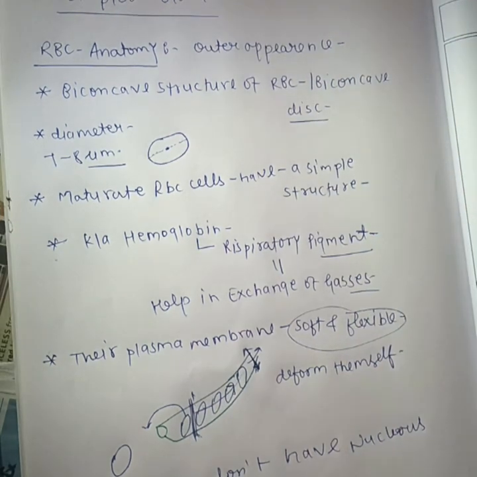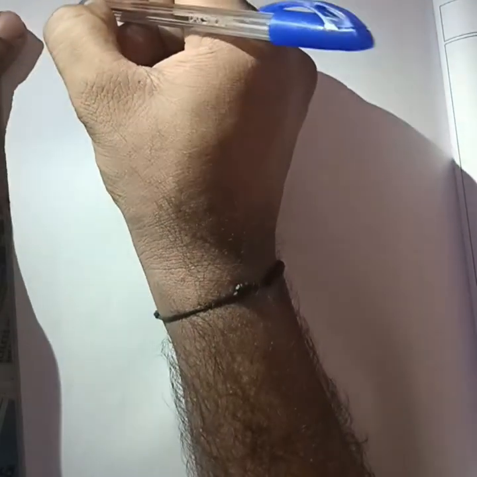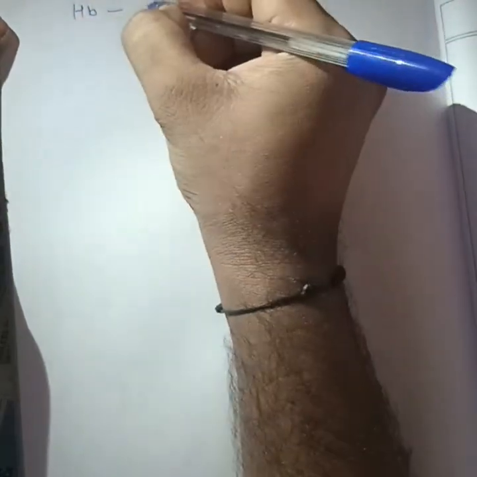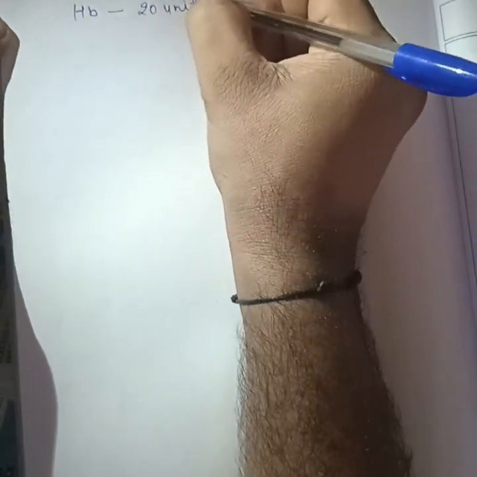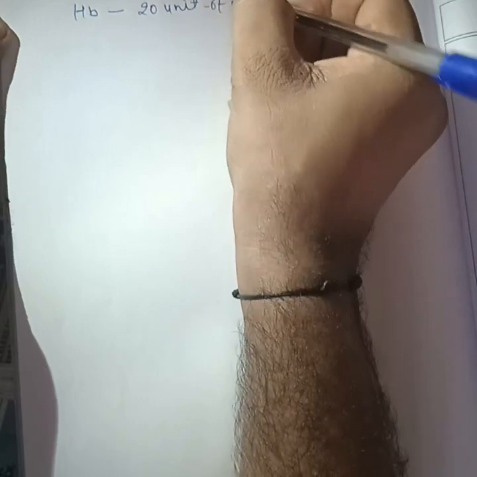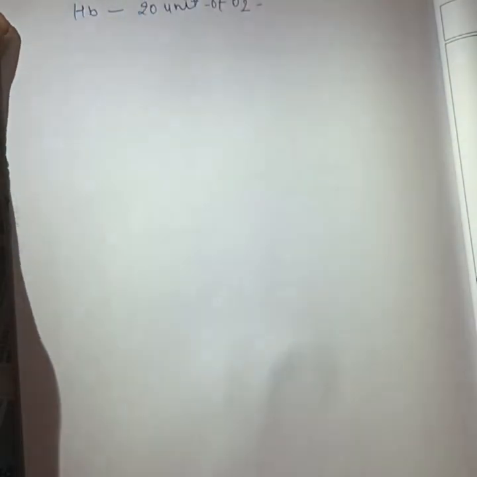The next point is, just imagine a hemoglobin. This hemoglobin has 20 units of oxygen.